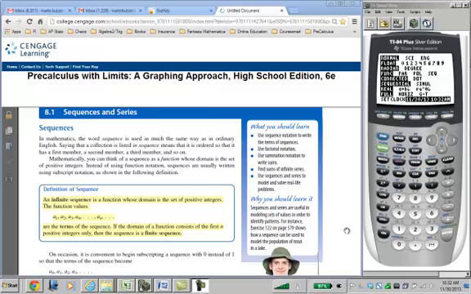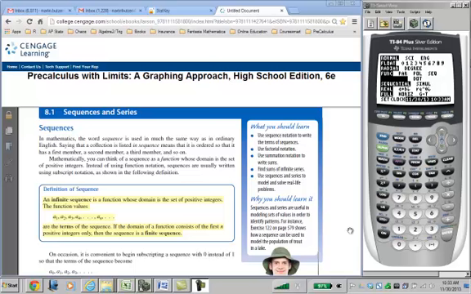This is the introduction to 8.1 sequences and series. This beginning part here is really important. A sequence is another way of talking about a function, which you can see right here. Think of a function with a domain of the set of positive integers. So instead of using x, though, other letters are used like n or whatever. And instead of using y, we have a sub n.